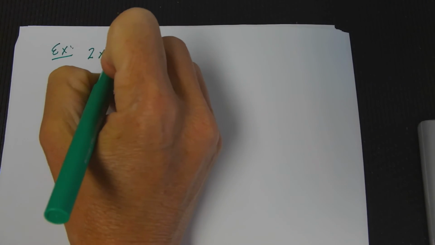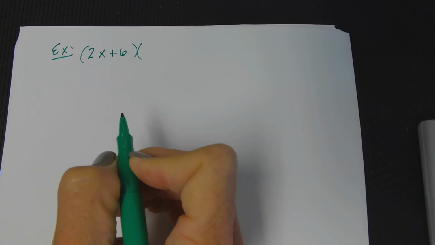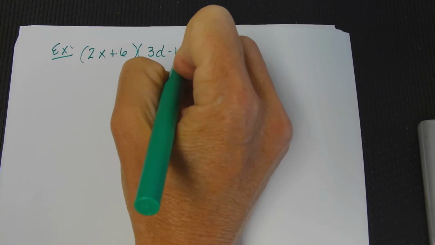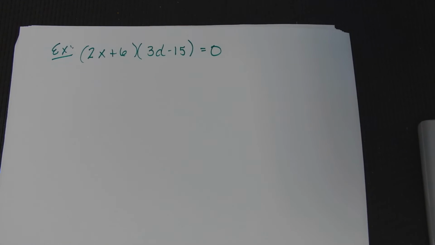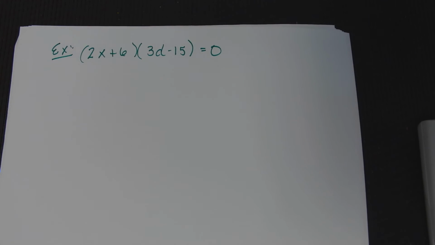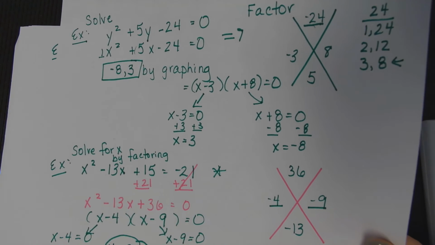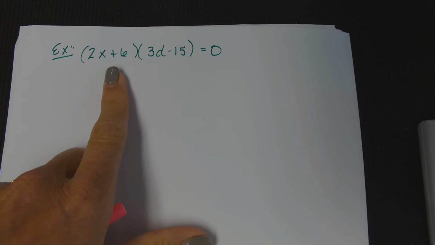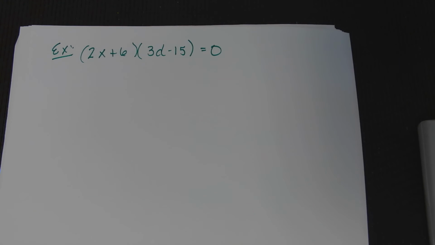Okay, we have 2x plus 6 times 3x minus 15 equals 0. This one's actually easier. What do we not have to do? Look at this problem compared to this one. What's already done for us? It's already factored.